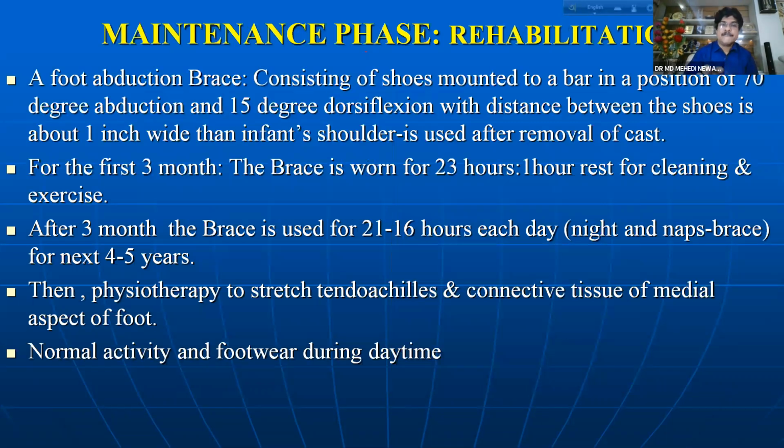Now, it comprises everything, I think. And the last is the maintenance. That is the maintenance phase. We need a brace here. It's a very important thing. A foot abduction brace consisting of shoes mounted to a bar in a position of 70 degrees abduction and 15 degrees dorsiflexion, with a distance between the shoes about 1 inch wider than the infant's shoulder, is used after removal of the cast.